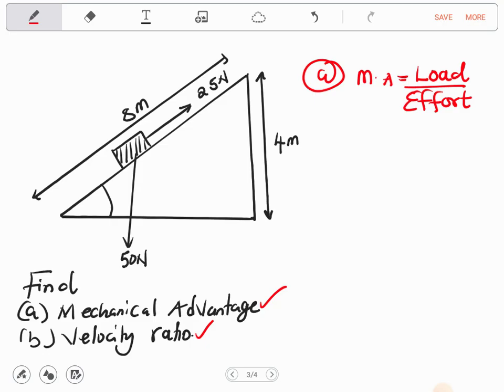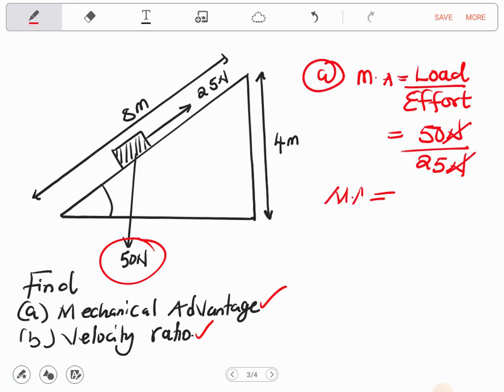All right, so identify the load. The load is a weight, which is this one, 50. Okay, 50 newtons. Now, what is our effort? Whatever is pulling this object upwards or downward, that will be your effort, which is 25 newtons, like that. So Newton and Newton cancel. 50 over 25, you end up getting mechanical advantage as 2, just like that.